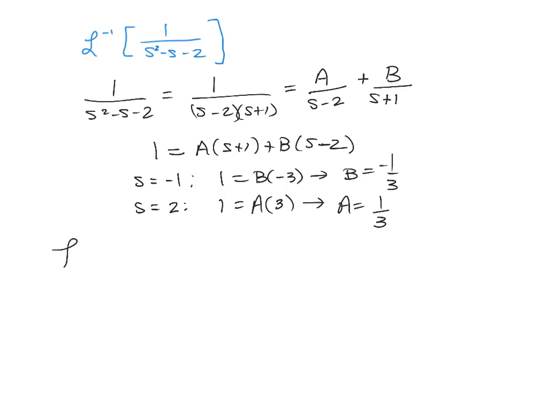So now we're taking the inverse Laplace transform, and it's very helpful to write the A as a coefficient instead of a fraction on top of a fraction. So that's 1/3 times 1 over s minus 2, and then that's going to be -1/3 times 1 over s plus 1.